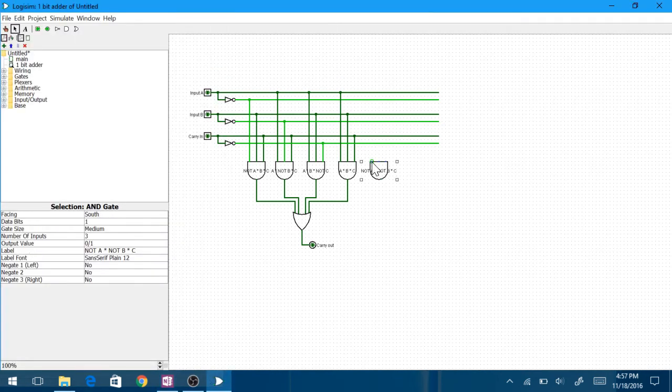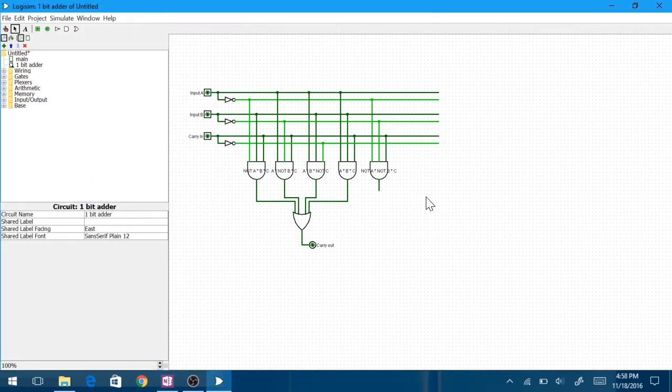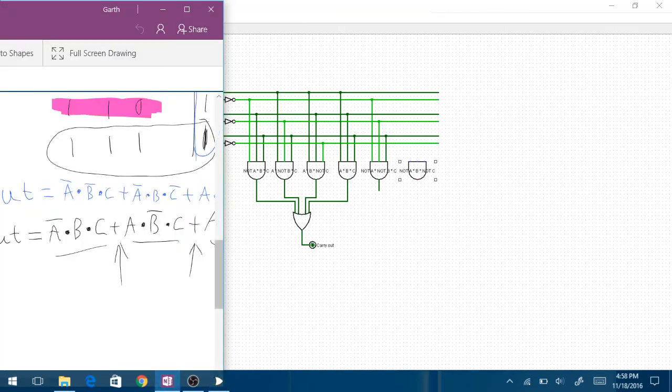And so I want to hook up A naught and B naught, and I want to hook up C. And so now I've got my first product here. And I look at our second product, and I've got A naught times B times C naught. So I'll add a gate. I have not A times B times not C. I think that's correct. Yeah, not A times B times not C.